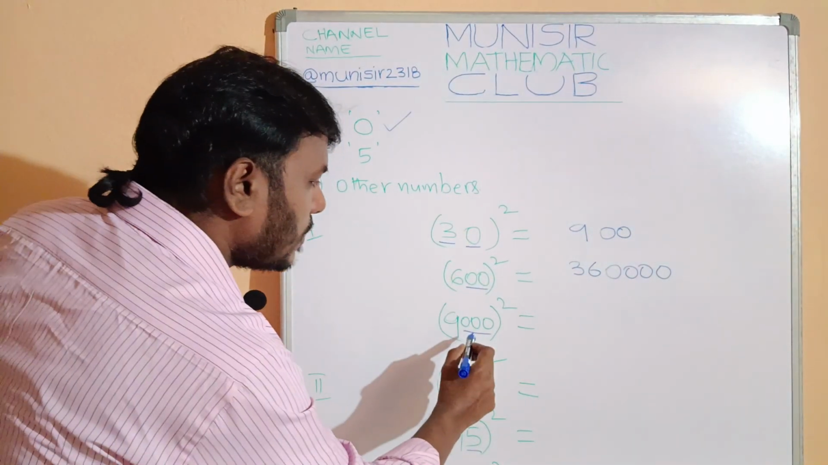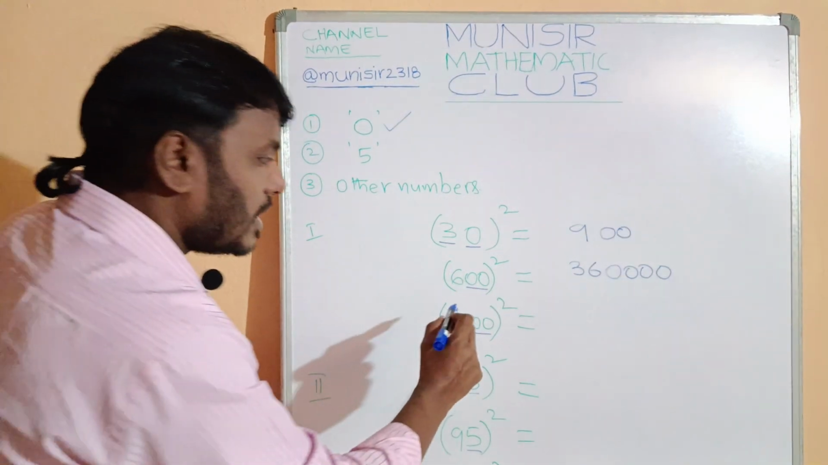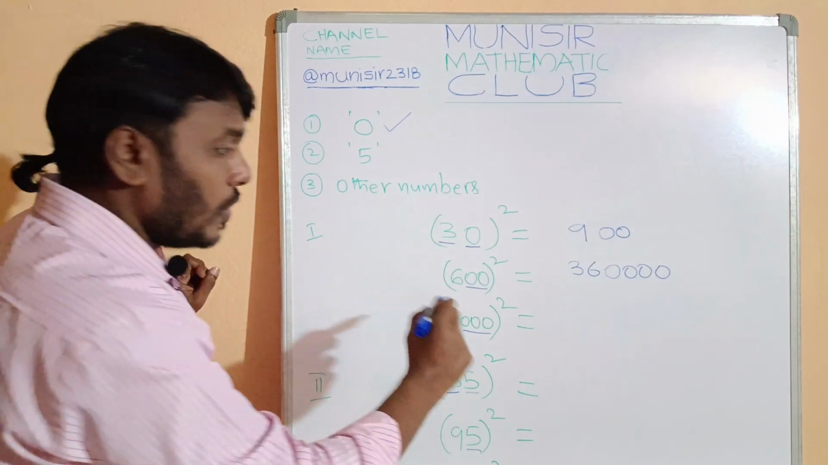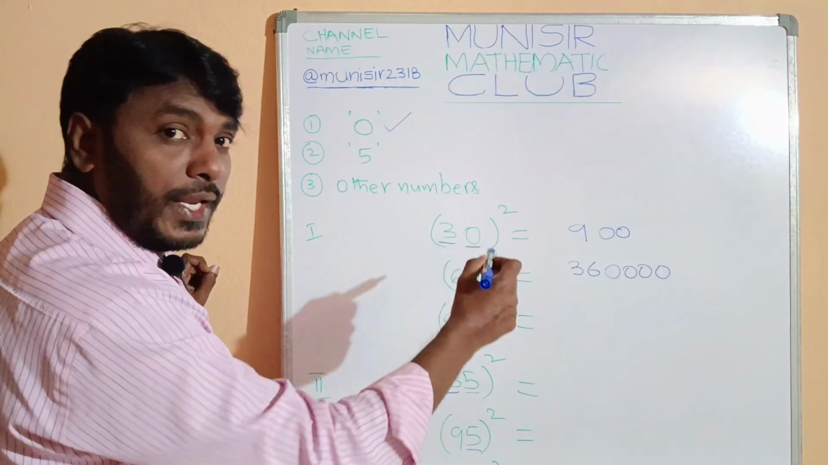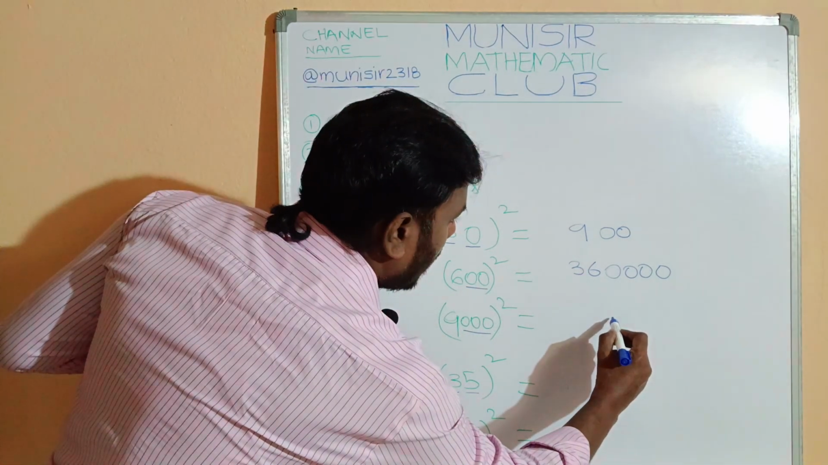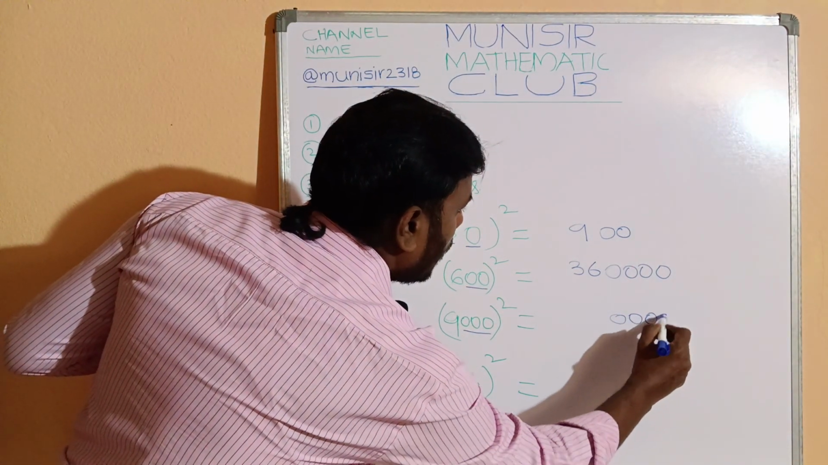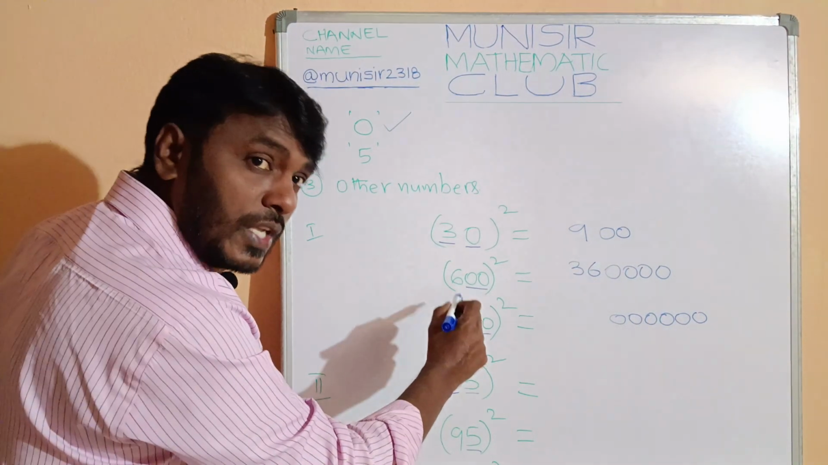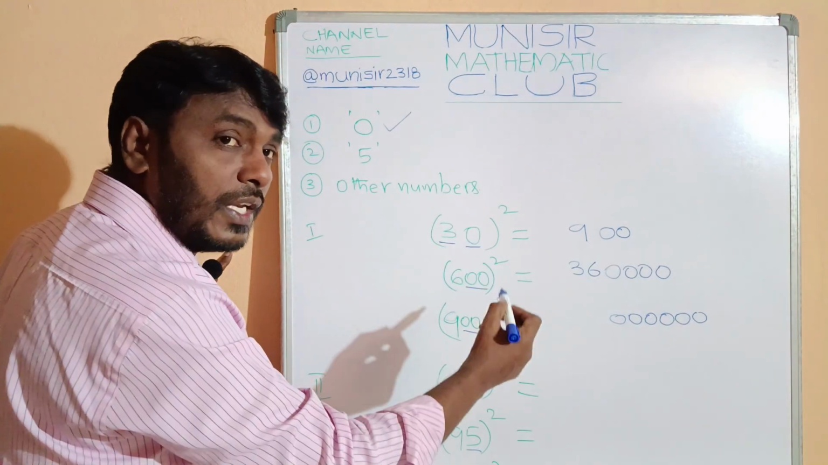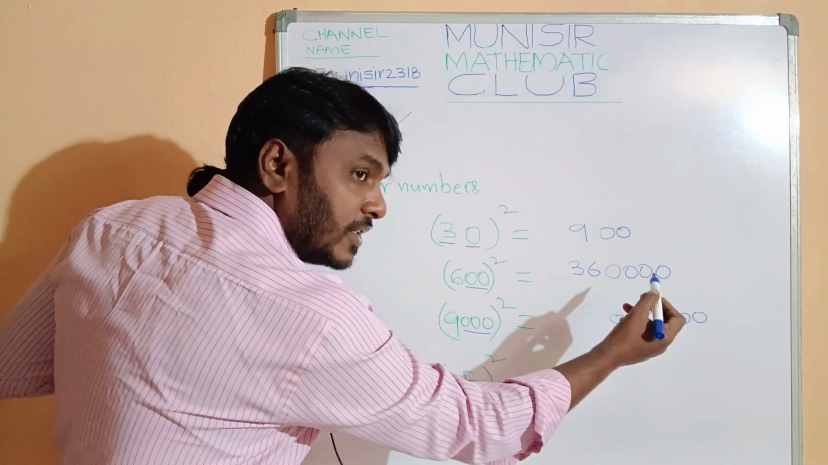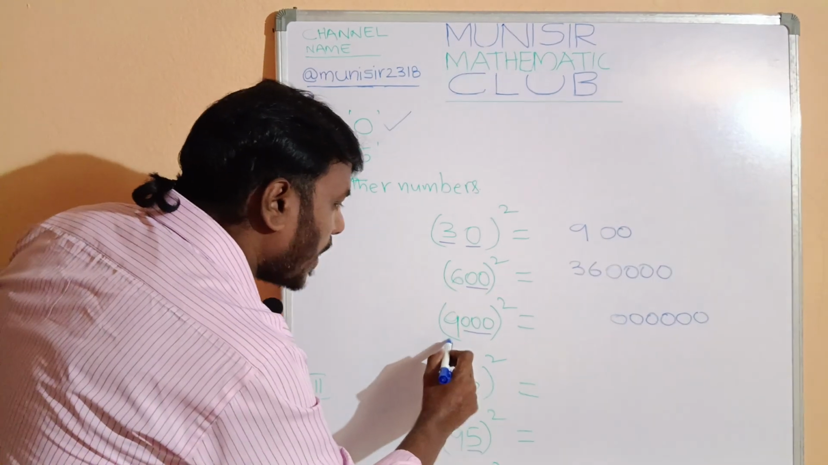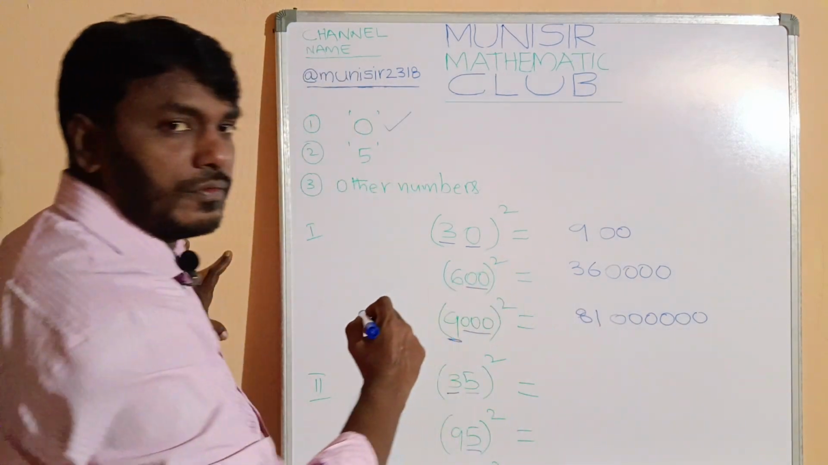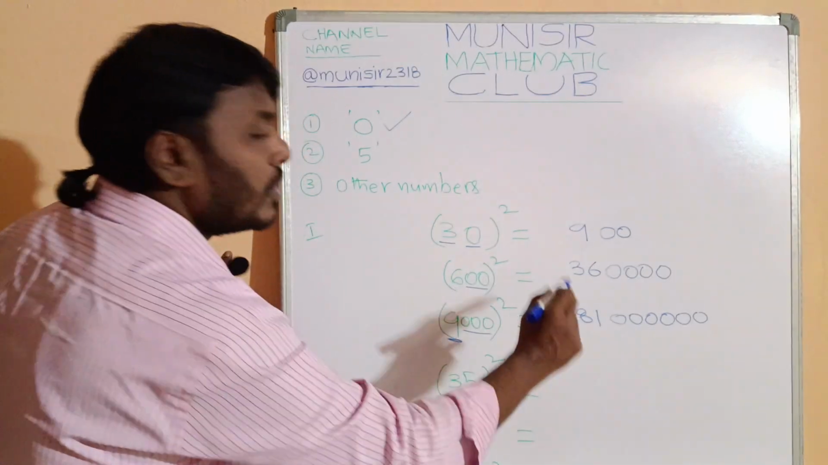And the third number is 9000 whole square. This number consists of 3 zeros from the unit place. So what is the double of 3? 6. So we write here 6 zeros: 1, 2, 3, 4, 5, 6. The square of 9 is 81. So we write that here. So this is the square of 9000.